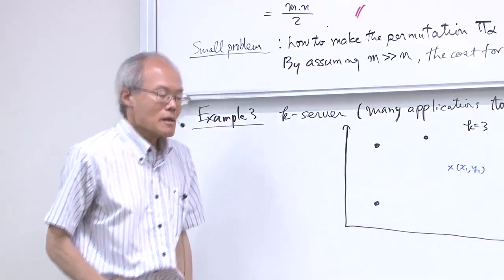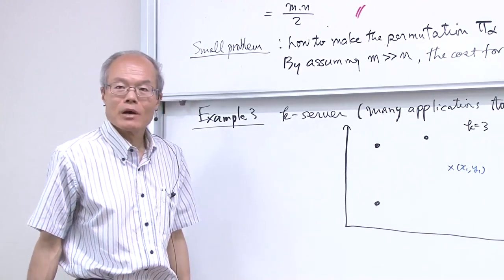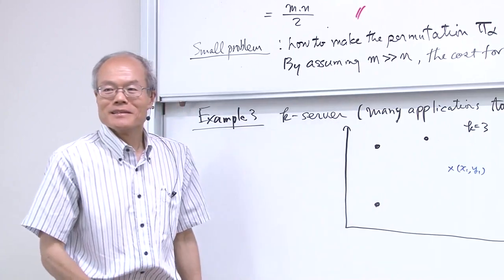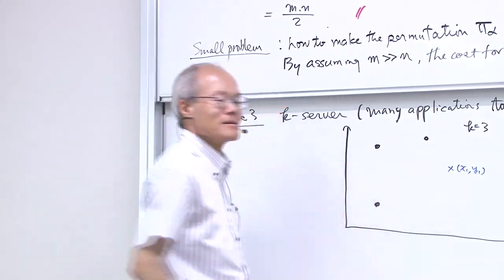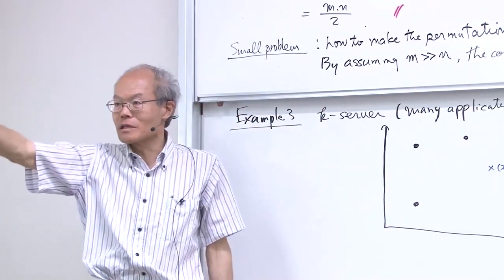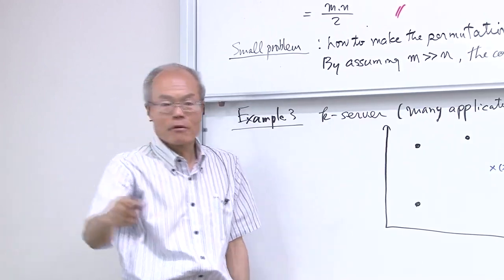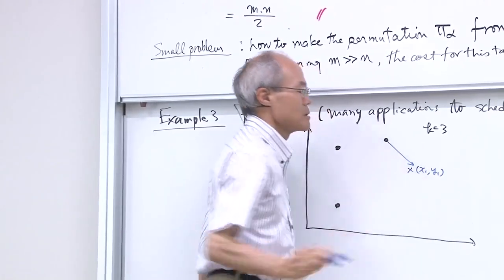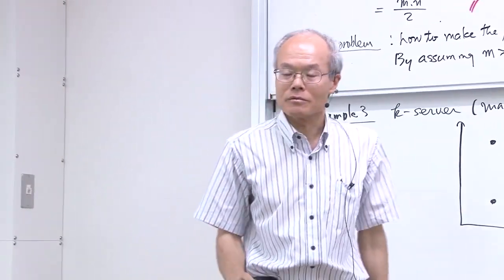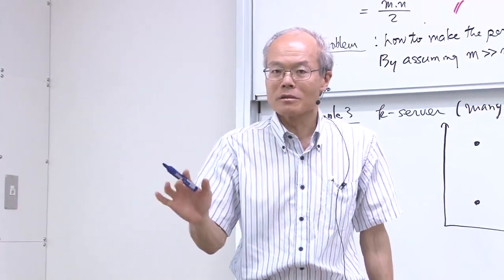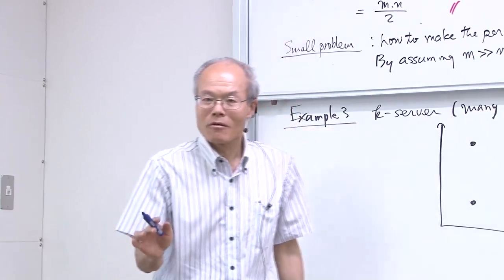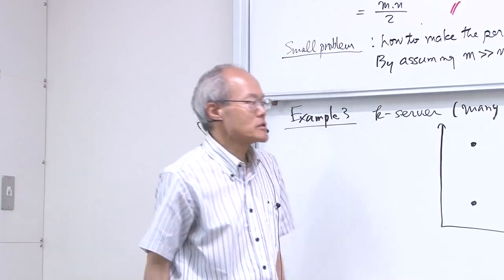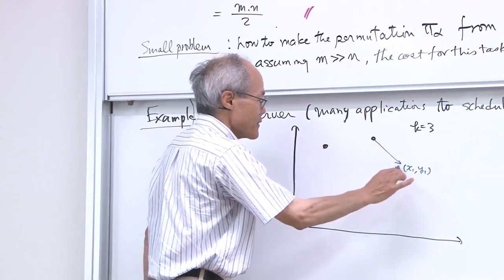Then our action is to move some server to the requested position. We have to move some server to the requested position. For example, you can move this server to here. So that is your action. What is your choice? Your choice, of course, is which server you should move. You can move this server, or this server, or this server.